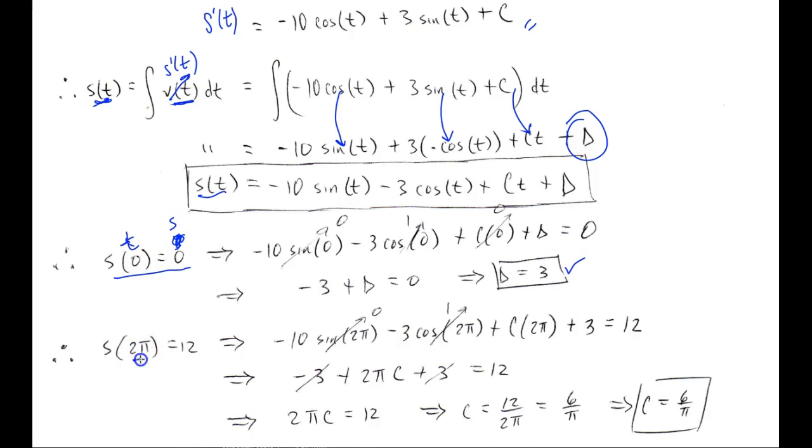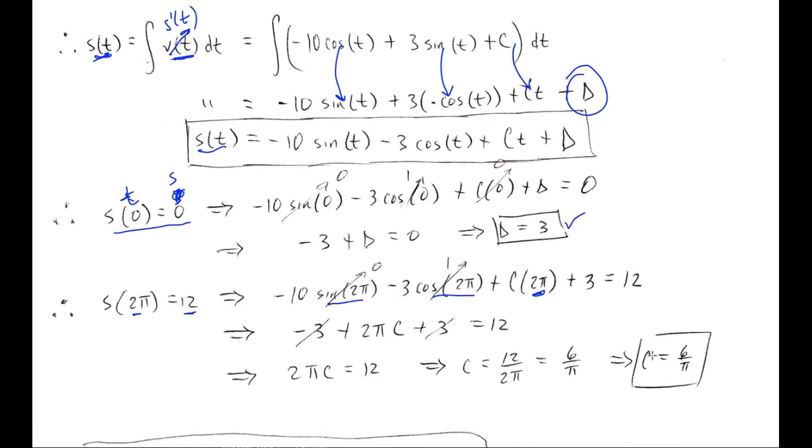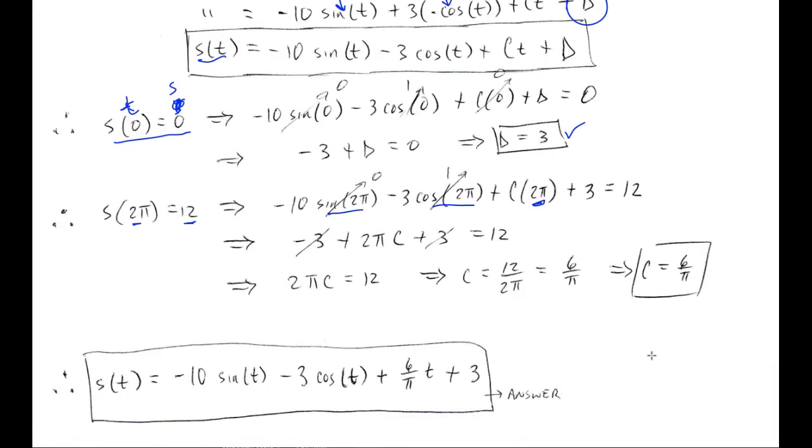And similarly, when we evaluate our function at 2 pi, we know that we're going to get 12, and so sine of 2 pi is 0, cosine of 2 pi is 1, and of course we just stick 2 pi right here. And once we get through simplifying and rearranging everything to solve for c, we see that c ends up being 6 divided by pi. So our final answer here just ends up being negative 10 sine t minus 3 cosine of t. And of course our constant c here is 6 divided by pi times t, and our constant here is 3.